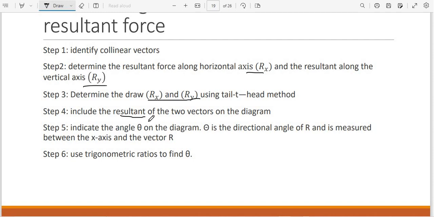But when you indicate theta, theta is the angle between R and the x-axis. That could be the positive x-axis or the negative x-axis. So you just use whichever one is closer, and your theta should be an acute angle. And then you're going to use trigonometric ratios to find the angle theta.